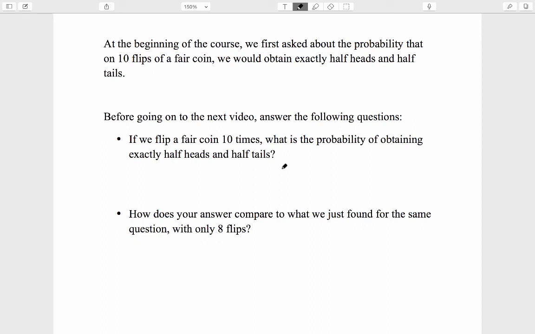Before going on to the next video, answer the following questions. If we flip a fair coin 10 times, what is the probability of obtaining exactly half heads and half tails? Think of what information you'll need in order to answer that question. And then, how does your answer compare to what we just found for the same question with only 8 flips?